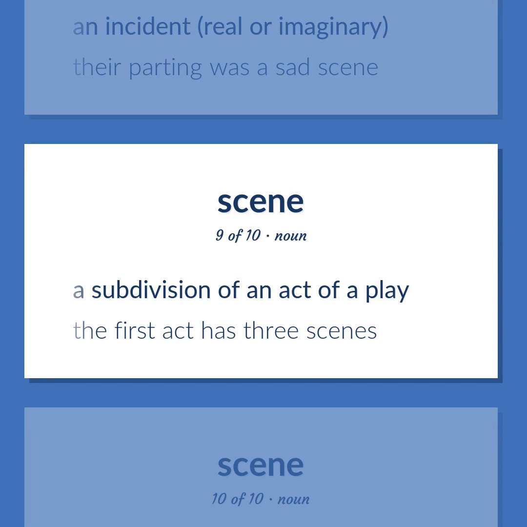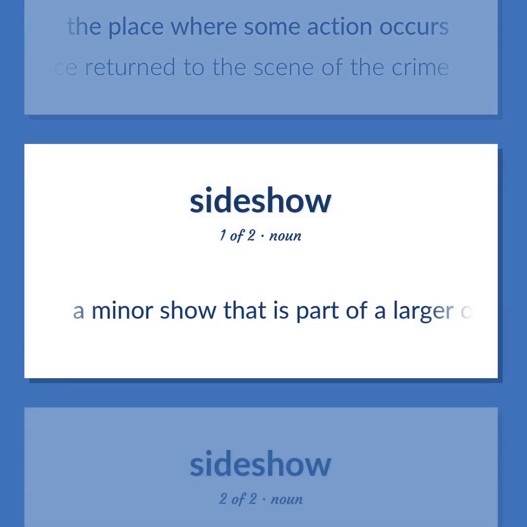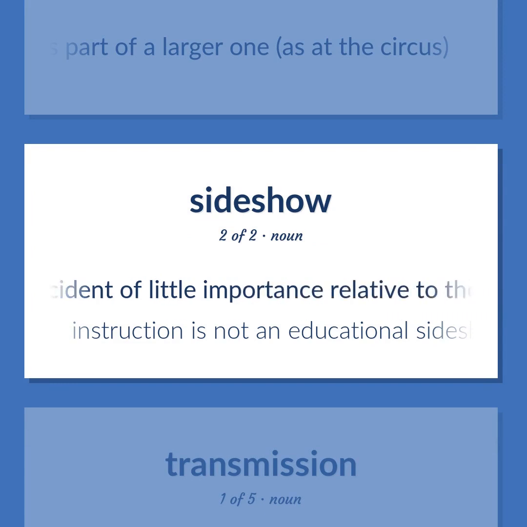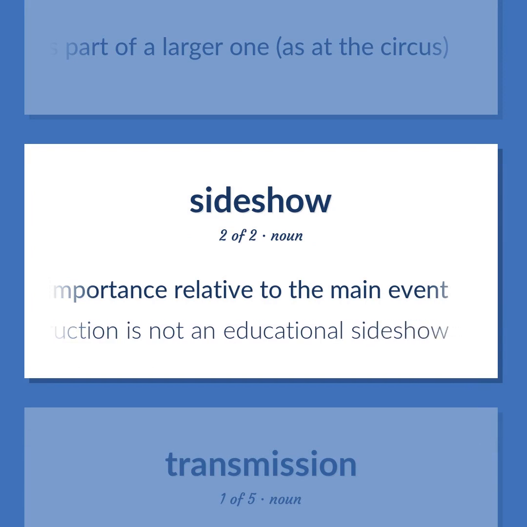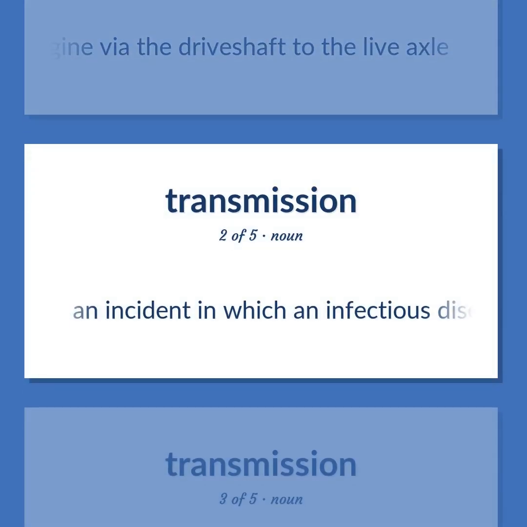A subdivision of an act of a play. The first act has 3 scenes. The place where some action occurs. The police returned to the scene of the crime. Sideshow: a minor show that is part of a larger one, as at the circus. A subordinate incident of little importance relative to the main event. Instruction is not an educational sideshow. Transmission: the gears that transmit power from an automobile engine via the driveshaft to the live axle. An incident in which an infectious disease is transmitted.